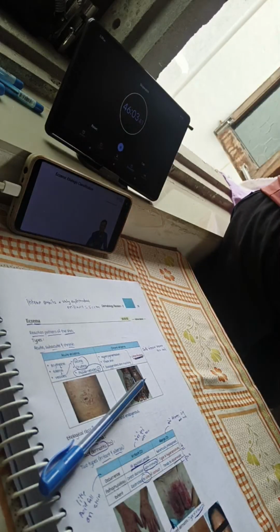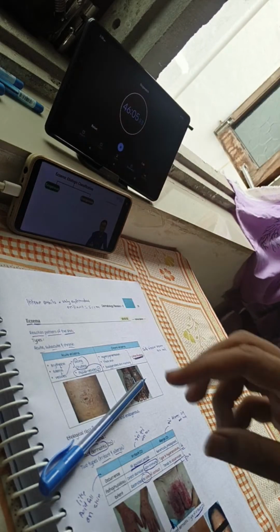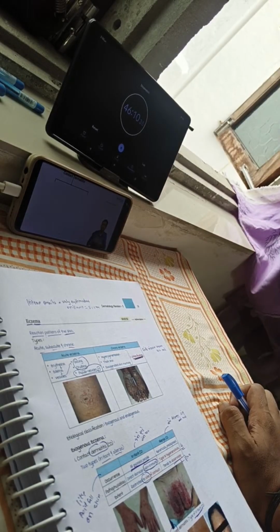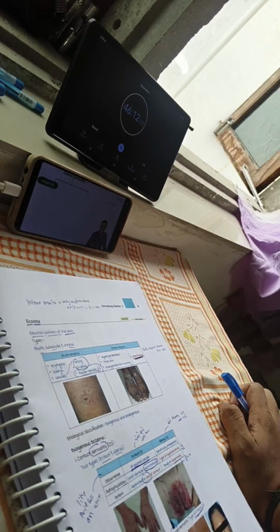Let us now move on to the etiological classification of eczema. We have two important forms, exogenous and endogenous. Let's take up exogenous eczema. The first one here is contact dermatitis. Now, contact dermatitis is a type of eczema which happens on contact with a substance. So here we have irritant contact dermatitis and allergic contact dermatitis.